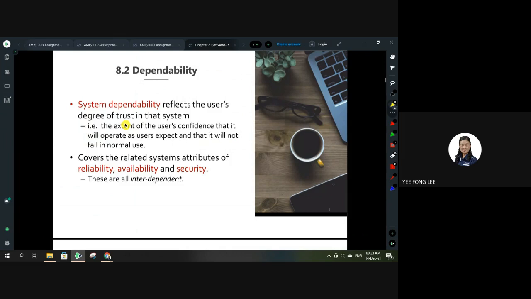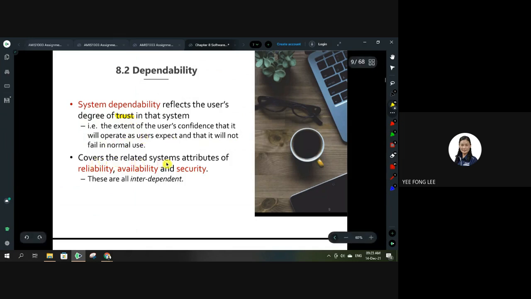Look at the definition here. System dependability reflects users' degree of trust in that system. Like I mentioned earlier in the slide, when we talk about dependability, it is always related to the term trustworthy. Right? A system that is undependable means it is not trustworthy, unreliable, unsafe, or even insecure.